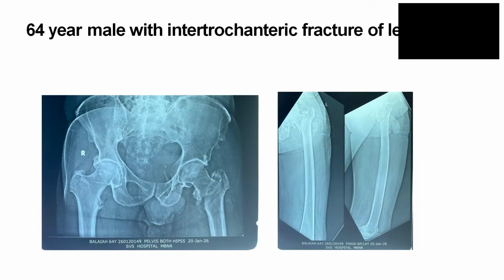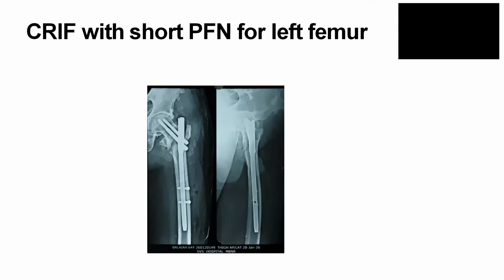So, 64-year-old male with intertrochanteric fracture of left femur. Boyd and Griffin type 2. We have done closed reduction, internal fixation with short PFN for left femur. See, still there is a gap at the fracture. Yes, sir. So what to do? How to correct? What is the age of the patient? 64. How do you correct the gap? How do you get anatomical reduction?